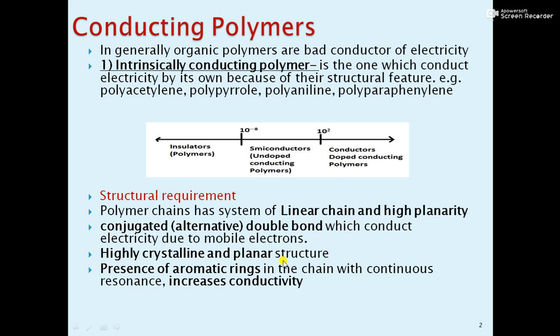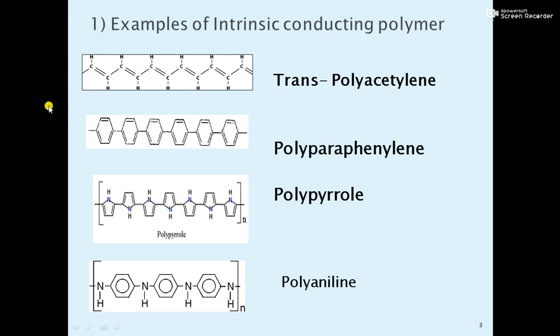Now a highly crystalline planar structure is also a requirement for the conductivity. The presence of aromatic rings in the chain with continuous resonance also increases the conductivity. These are a few factors which are responsible for the conductance of the polymer. You can see this is the example. This is an example of trans polyacetylene.